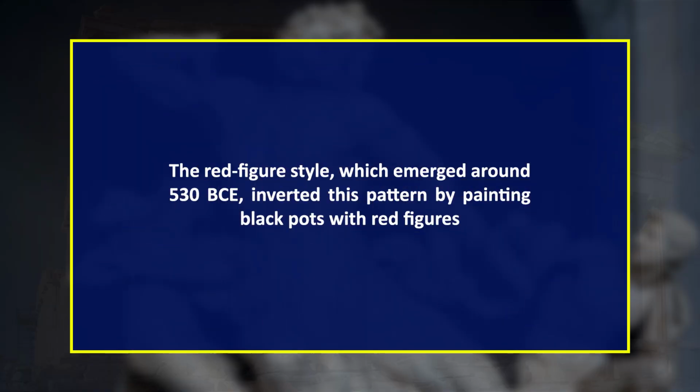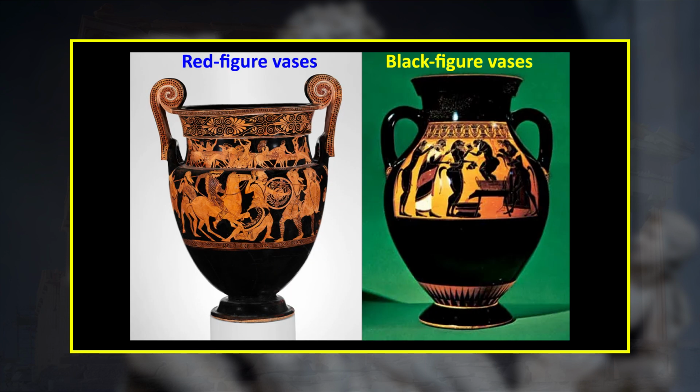BCE. The red figure style, which emerged around 530 BCE, inverted this pattern by painting black pots with red figures. The red figure vases gradually replaced the black figure vases, and larger vessels were occasionally etched in addition to being painted.